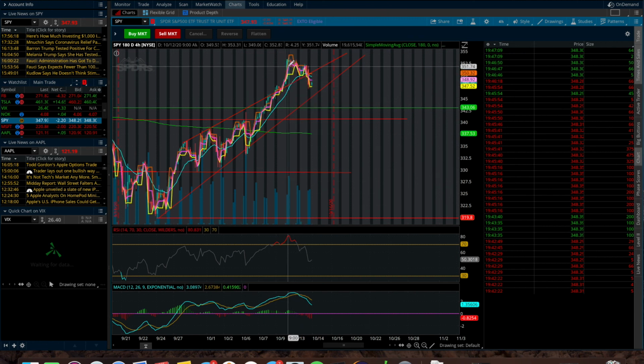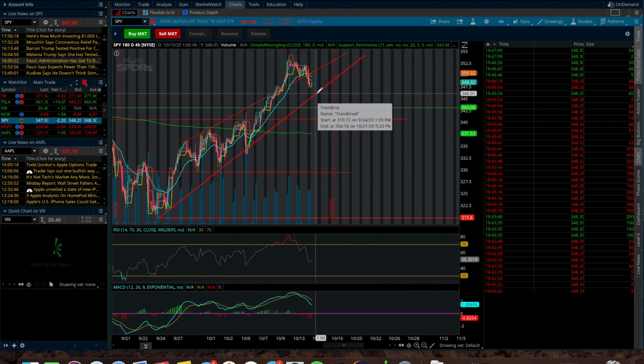We have a huge pop. However, we did sell back down into the channel again. So we could either expect to bounce off of the support, or we'll break down and then go test the original resistance line. Alright, so that's how I use channels and support and resistance lines to make money in the stock market.